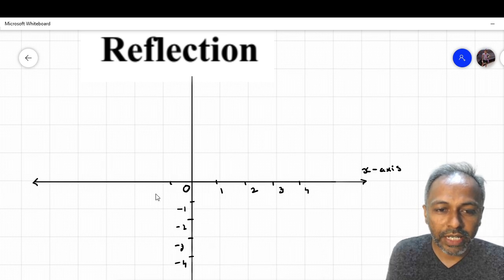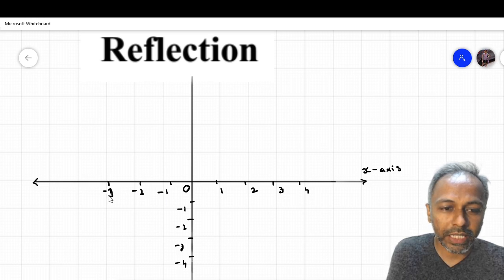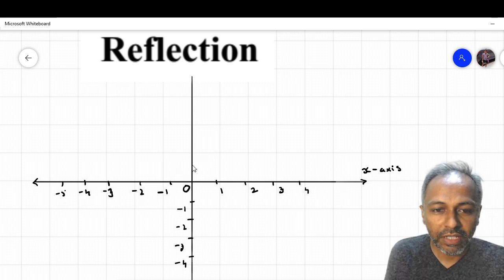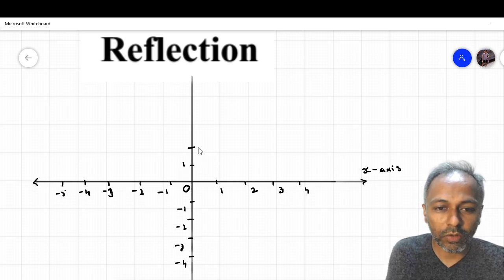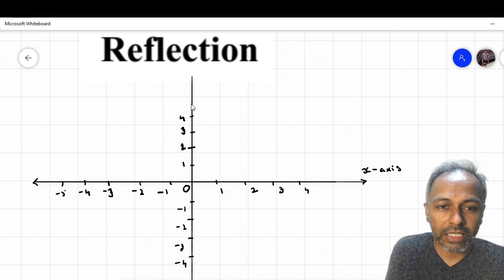Let us take some points on the negative x-axis. -1, -2, -3, -4, say one more, -5. Let's take one more here, 1 along the positive y-axis. You already know these things, so we are doing at least the marking part, and this is your y-axis.